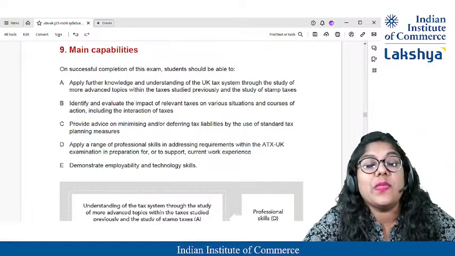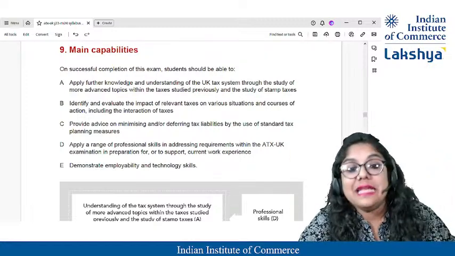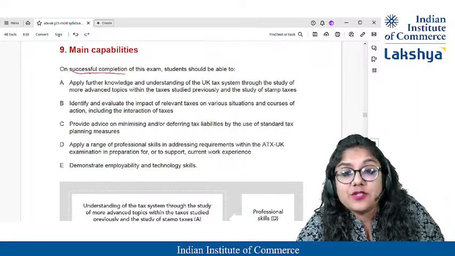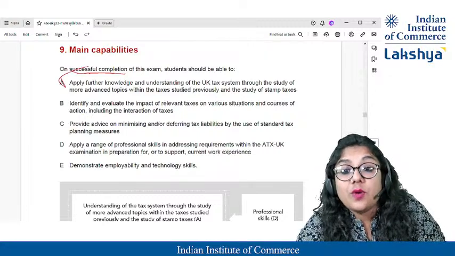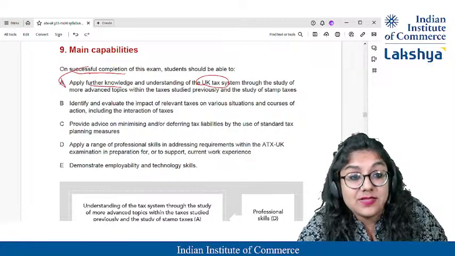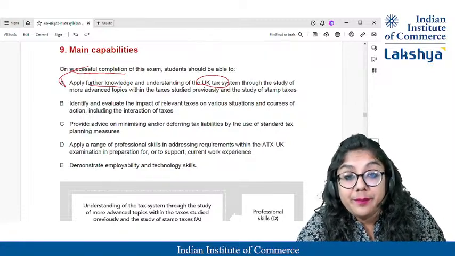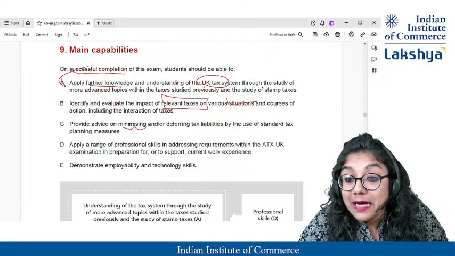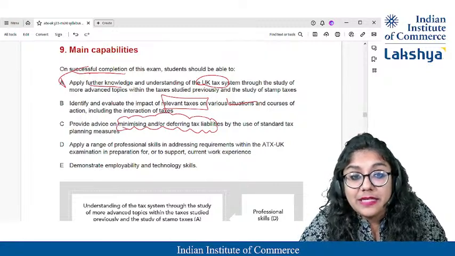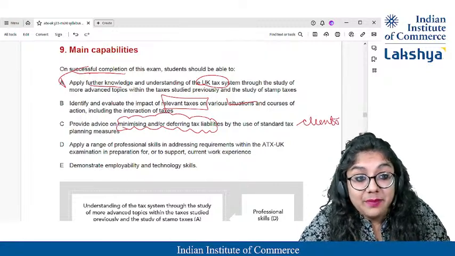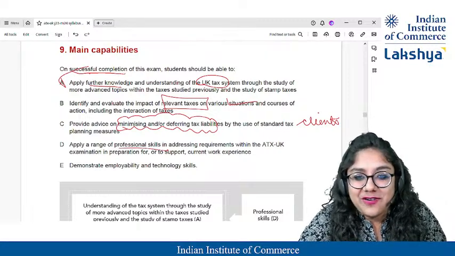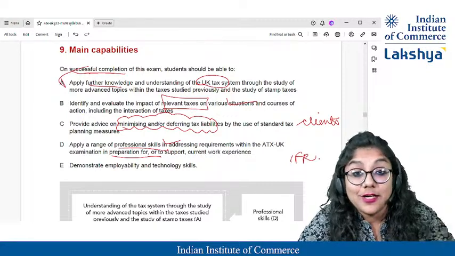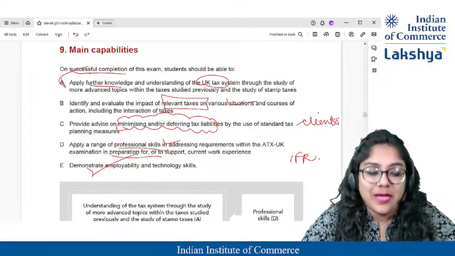So yes, students, this is the biggest advantage of taking ATX as a paper. On successful completion of this examination, I'll be able to apply further knowledge and understanding of the tax system. I'll identify the impact of relevant taxes in various situations, and I'll be advising my clients how to save tax or defer their liabilities. Yeah, it can be beneficial. Then I can have a professional range where I can prepare the income tax return, ITR, or support things, and it is going to help me out.